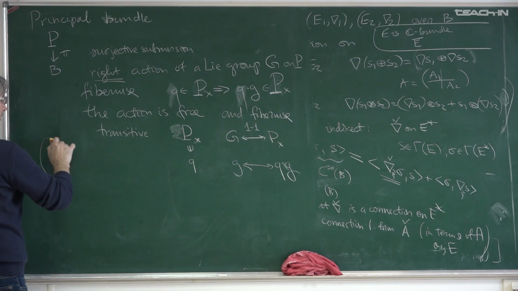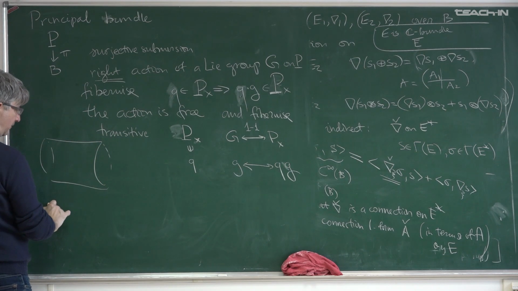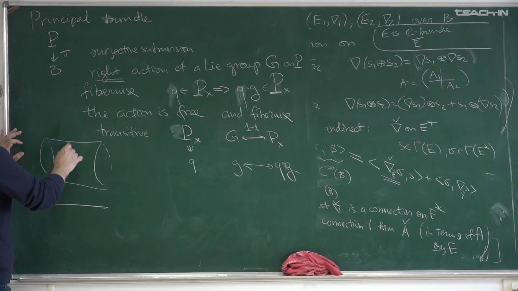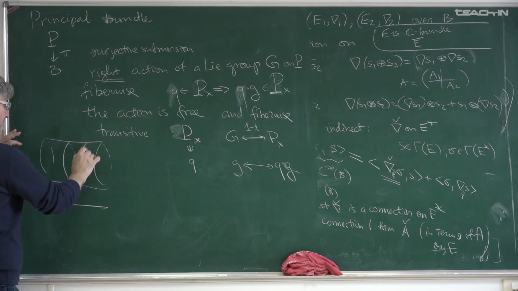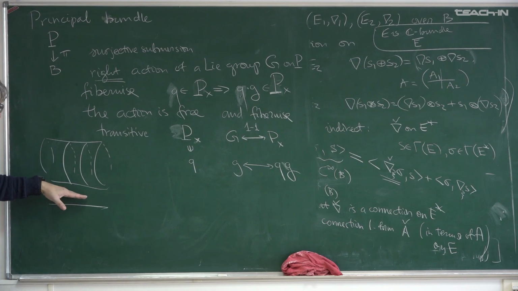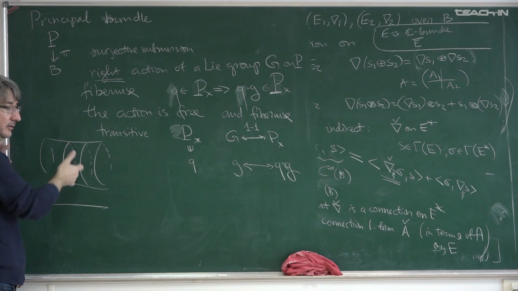For example, imagine you have something like that. This is a tube. This is a fibration where each fiber is a circle, S1. Obviously, you can define the action of the group S1 here. Just rotate each fiber by some angle.